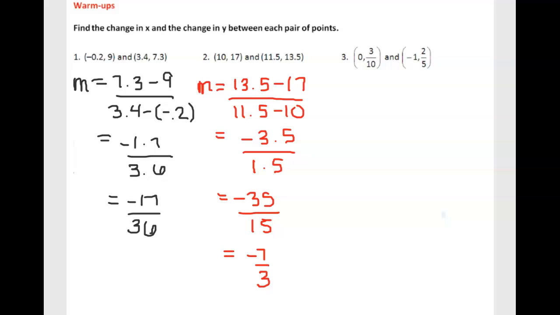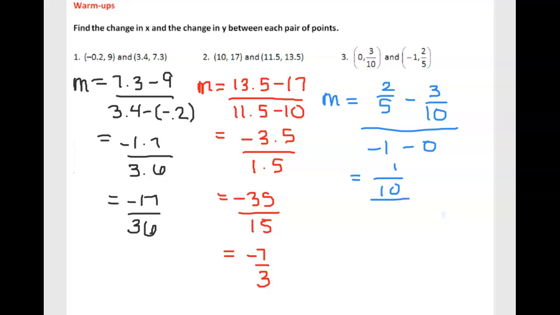And then we have that the slope is 2/5 minus 3/10 over negative 1 minus 0. So again, 2/5 minus 3/10 is the same as 1/10 over negative 1, which is really just negative 1/10.